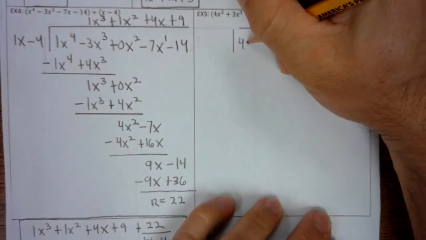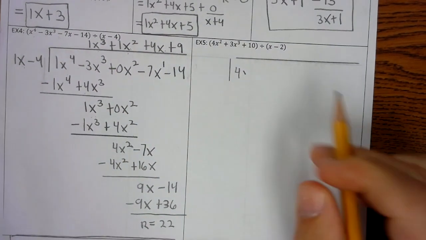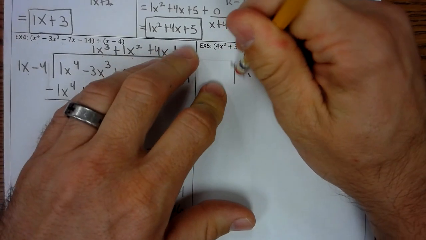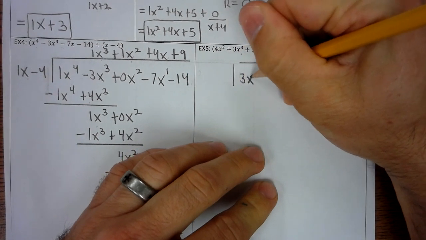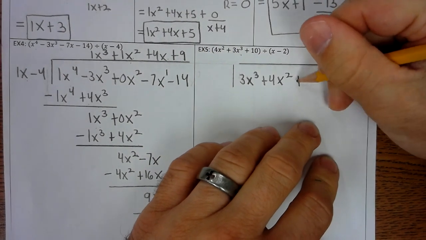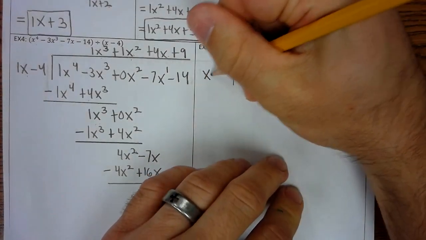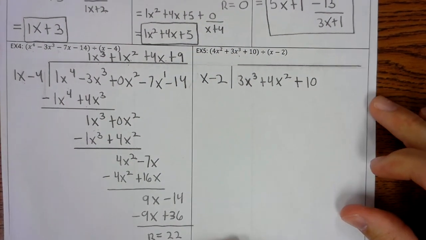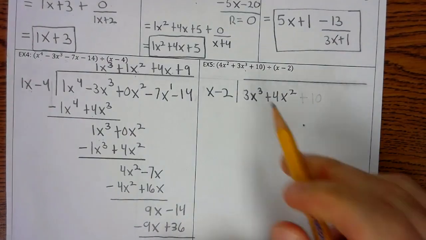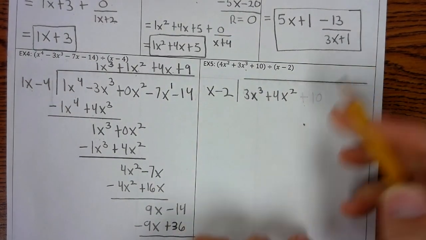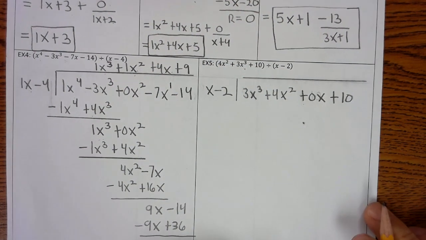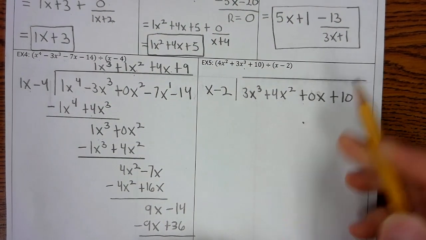Now this one I did on purpose in that I purposely put the 3x cubed out of order. When you divide, you have to put the exponents in order. So you have to reorder it: 3x cubed plus 4x squared plus 10, divided by x minus 2. Also, you notice we have x to the third, x squared, but we're missing x. So plus 0x plus 10. Not only does it have to be in order, you have to have all the exponents of x.